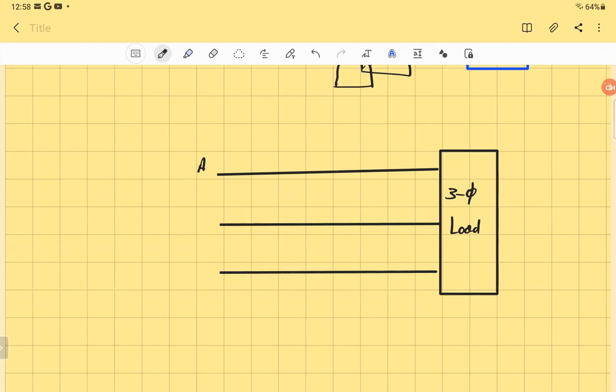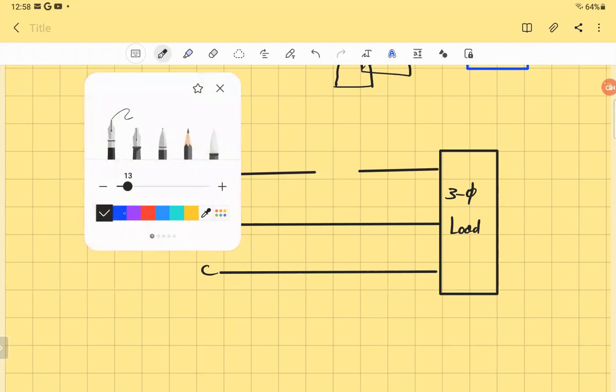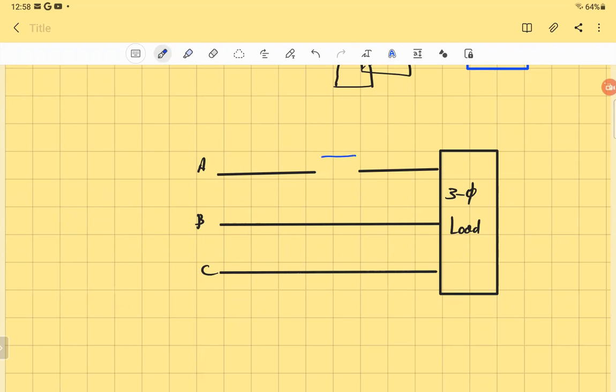That's phase A, B, C. So we're going to use phase A to put the watt meter. And that's the first one. It's called W1. And how you connect it, the same thing. Just in series will be the current coil, and the voltage just will have one here. And this one we're going to connect it to phase B.